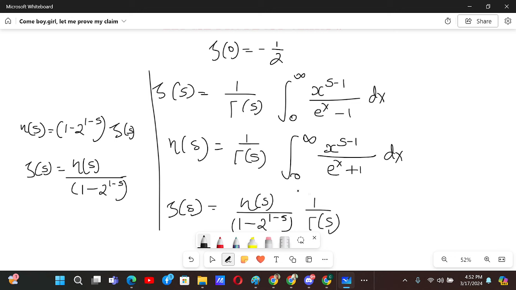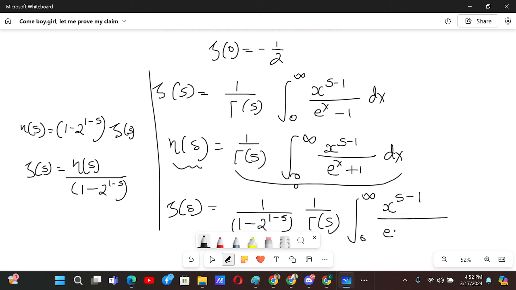Instead of eta of s, since I'm placing this value, I did not write it here again. And so I get integral from 0 to infinity of x to the power s minus 1 by e to the power x plus 1. Okay, so now we will make some manipulations in this integral.